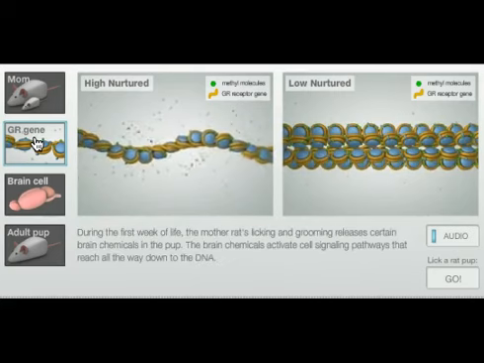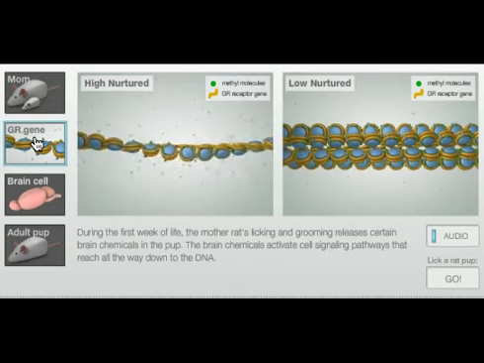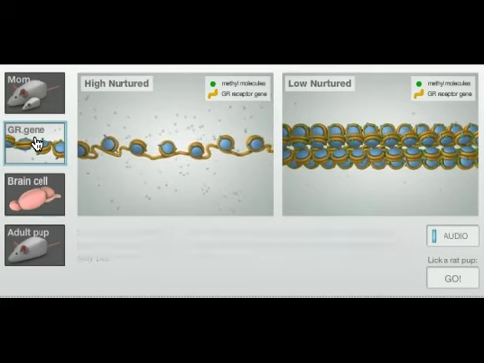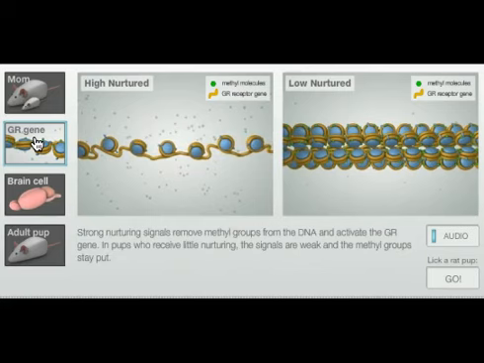During the first week of life, the mother rat's licking and grooming releases certain brain chemicals in the pup. The brain chemicals activate cell signaling pathways that reach all the way down to the DNA. Strong nurturing signals remove methyl groups from the DNA and activate the GR gene. In pups who receive little nurturing, the signals are weak and the methyl groups stay put.